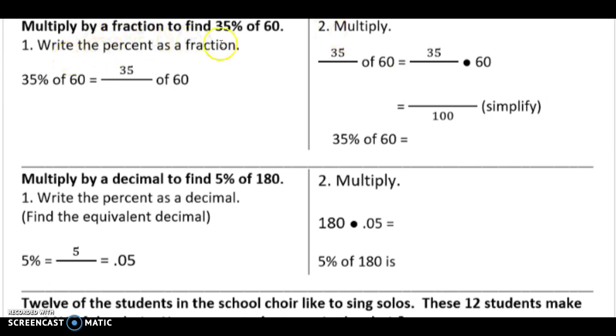Let's look at multiplying by a fraction to find 35% of 60. So first we need to write the percent as a fraction. So 35% of 60 means that we will put 35 over 100, and that is 35% of 60. So then we need to multiply. So 35 over 100 of 60 means that 35 over 100 times 60 gives us 2,100 over 100. And when you simplify that, we'll divide the top and the bottom by 100. So that means 35% of 60 is 21.